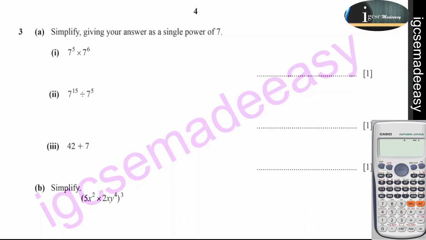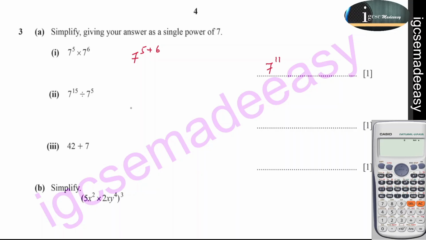Question number 3. Simplify, giving your answer as a single power of 7. So we have to give a power of 7. You know the multiplication indices rule. When the bases are the same, we have to add the powers in case of multiplication. So we have to add the powers. 5 plus 6 gives you 11. So the answer will be 7 raised to power 11.